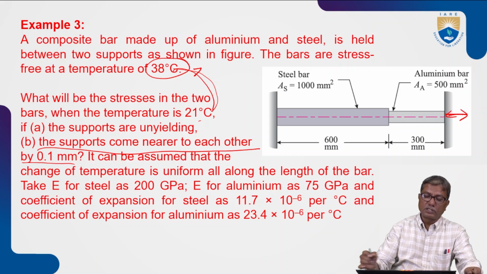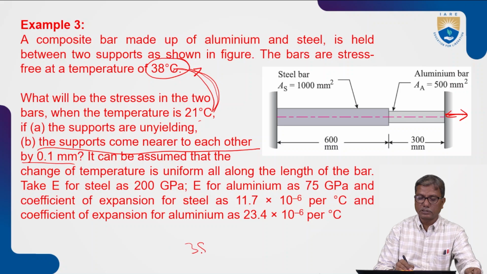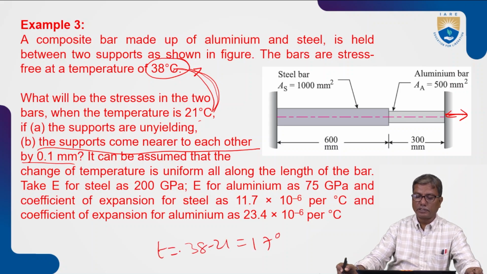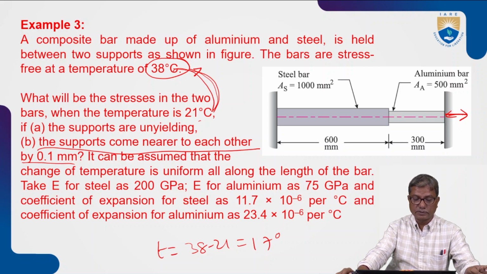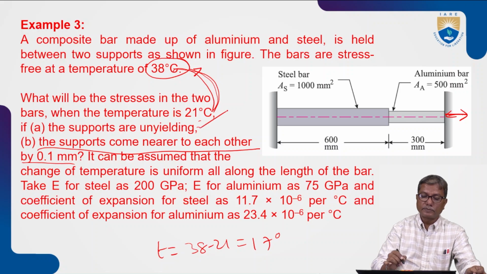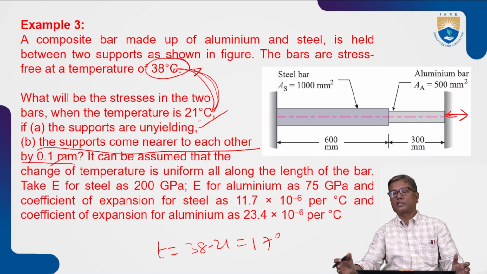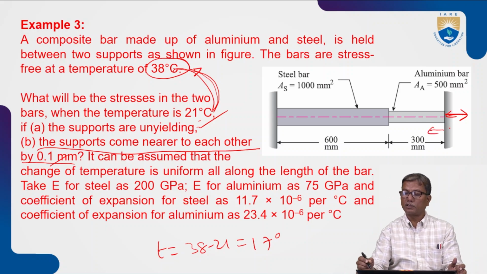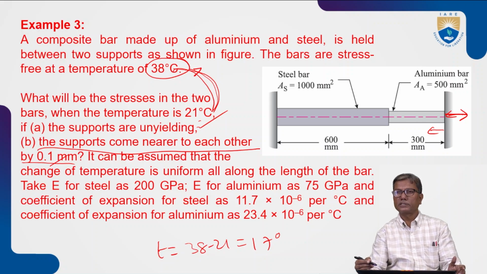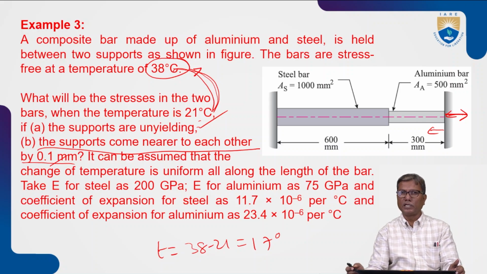And what is the change in temperature to which it is subjected? 38 minus 21, that is 17 degrees. Change in temperature is 17 degrees. When the supports are unyielding and when the supports yield by 0.1 millimeter, that means they come closer because the bar tries to contract, which causes 0.1 mm yielding of supports.